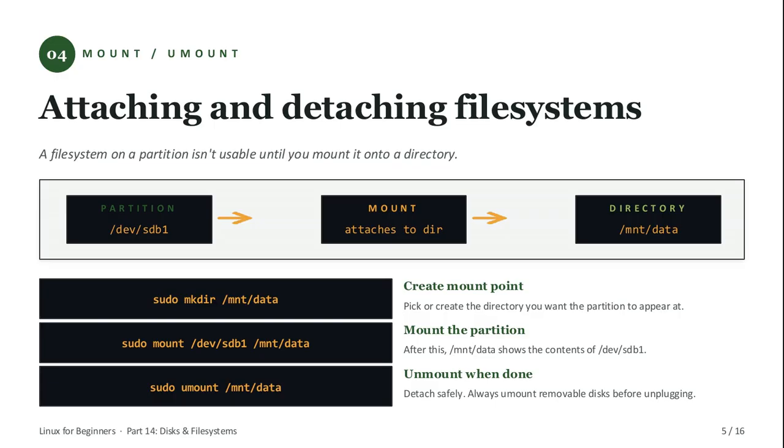And that mount point column is exactly what this slide is about. A file system sitting on a partition is just data in waiting. It only becomes usable once you attach it to a directory in your tree. So the recipe is 3 small steps. Make a folder to serve as the mount point, like /mnt/data. Run sudo mount with the partition and that folder. And when you're finished, sudo umount to detach it cleanly. That last step really matters for USB drives. Always umount before you pull the cable, or you risk corrupting the file system.